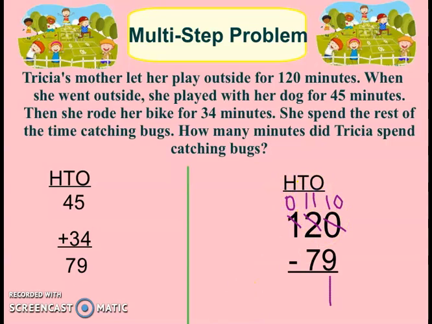Now we have 11 tens. So from that, we will take away 7 tens. So 7 from 11 leaves 4. Therefore, our answer is 41.